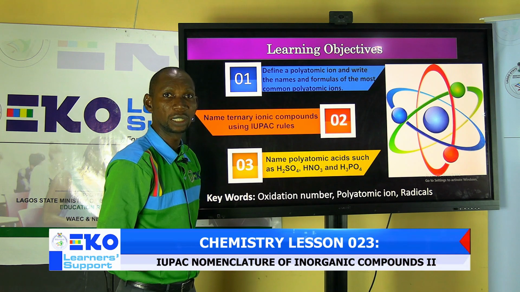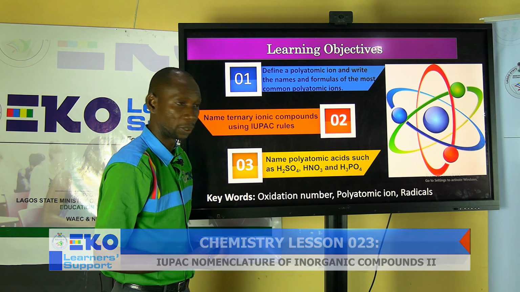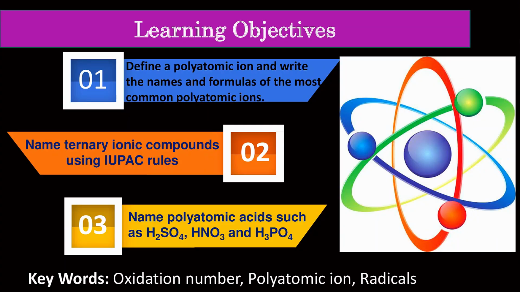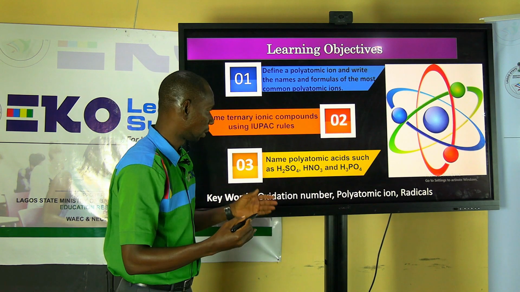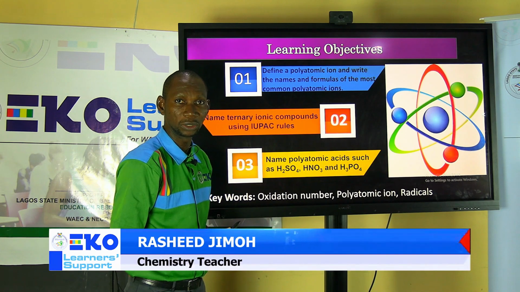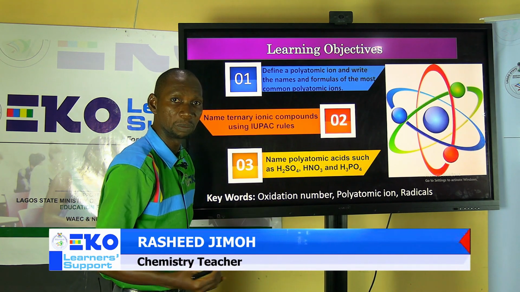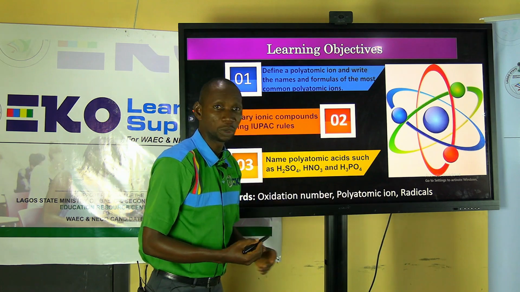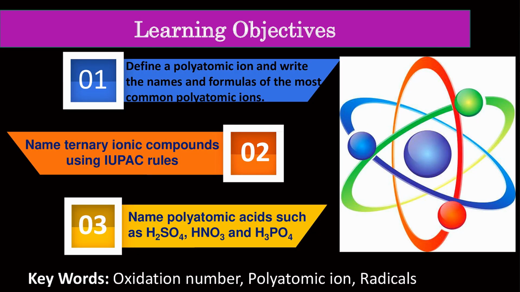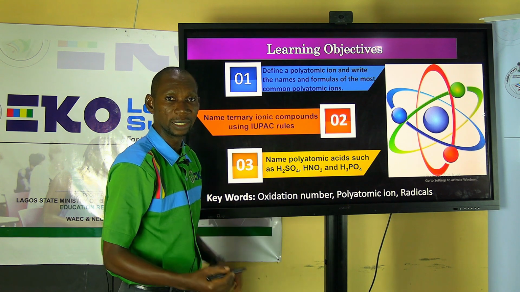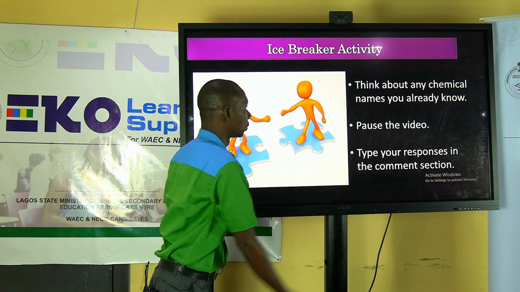To guide us further, we have some keywords that I want you to take note of. You might even check them up in your dictionary. We have oxidation number, which is usually the charge possessed by an atom. Polyatomic ion, which is a crucial part of what we'll be discussing today. The word poly means many, then atomic means that it has many atoms. And of course, we have radical. A radical is a group of atoms possessing electric charge.